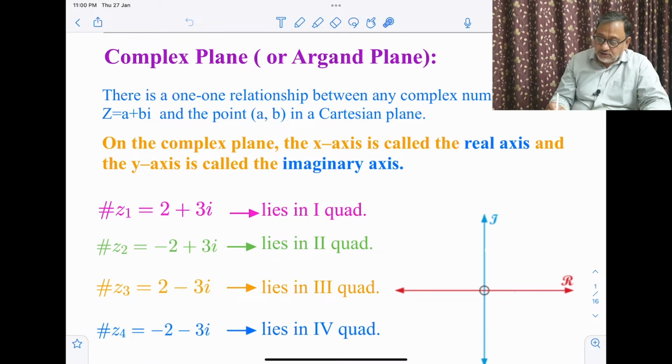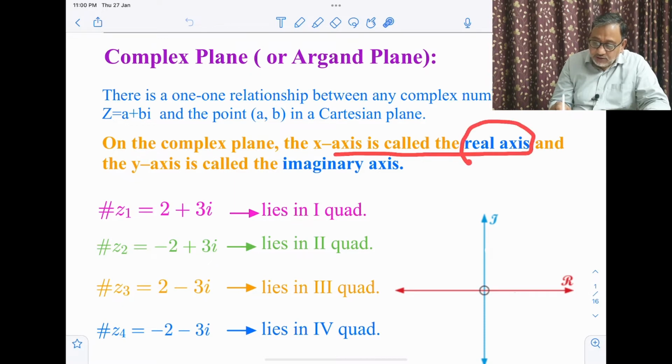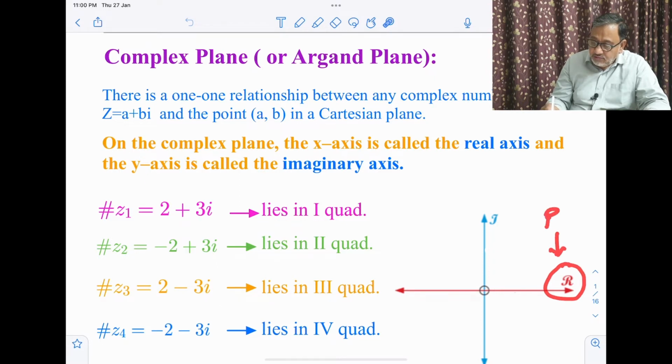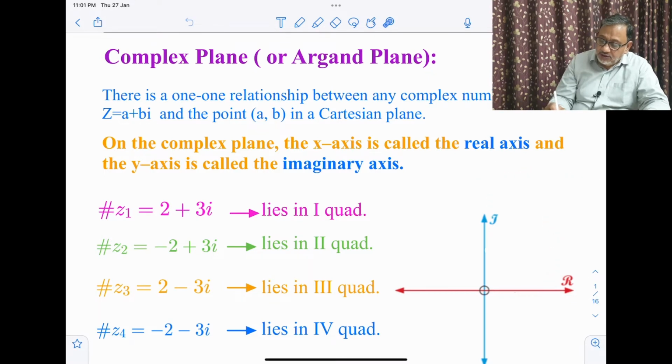So you already know the Cartesian plane. The x-axis is the horizontal axis, the y-axis is the vertical axis. On the complex plane, the x-axis is called the real axis, and the y-axis is called the imaginary axis. So any imaginary part will be measured on the y-axis, and any real part will be measured on the x-axis. I hope this is clear to you.